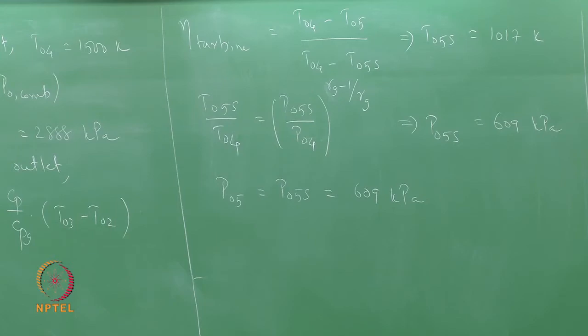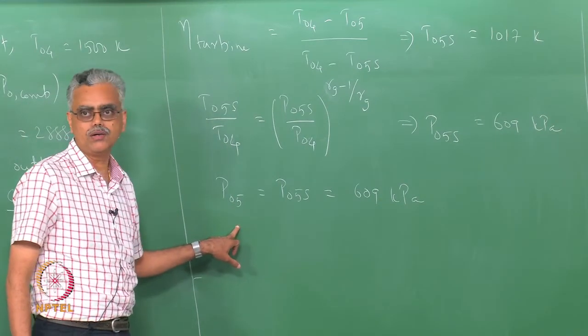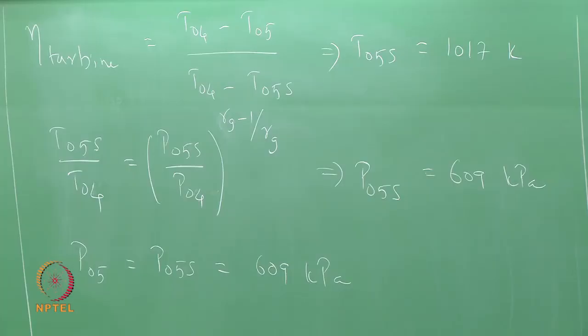Okay. Both 05 and 05S lie on the same isobar based on our definition of the isentropic efficiency for the turbine. Okay. So, that is the high pressure turbine. We now go to the low pressure turbine.